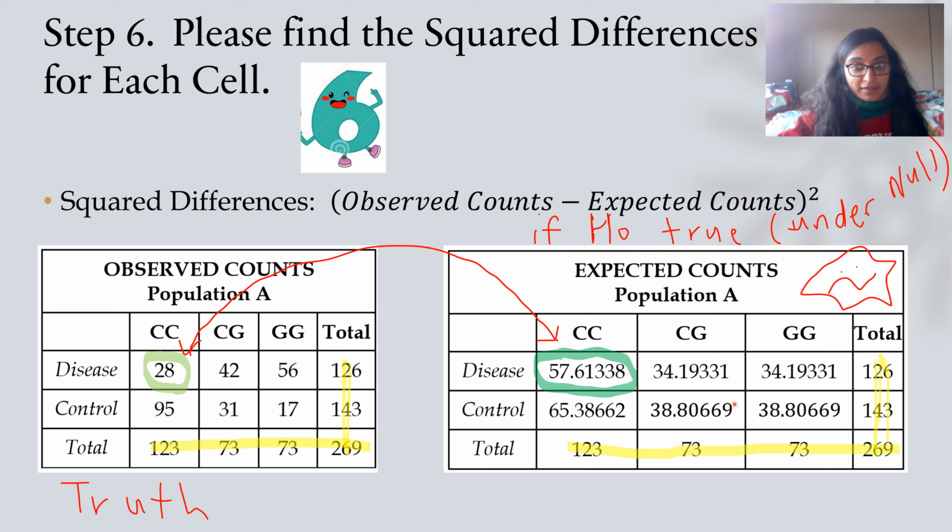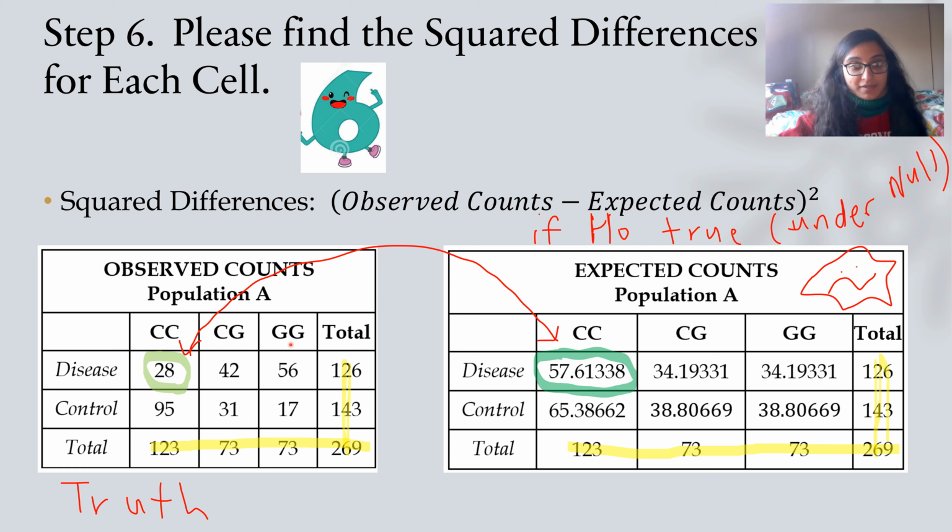We expected 38 individuals in CG would not have it, but what we observed is only 31. So instead of the 38 we expected, we actually only have 31 individuals in CG who don't have type 1 diabetes, and we have a lot more, 42 instead of the 34 we expected, who have the disease. So this is not good.